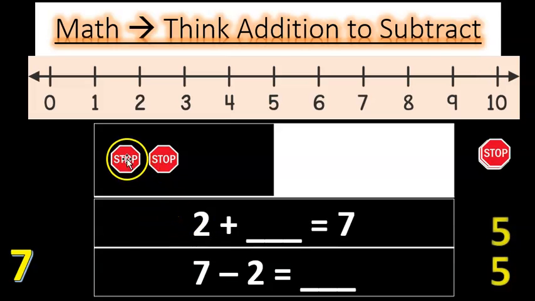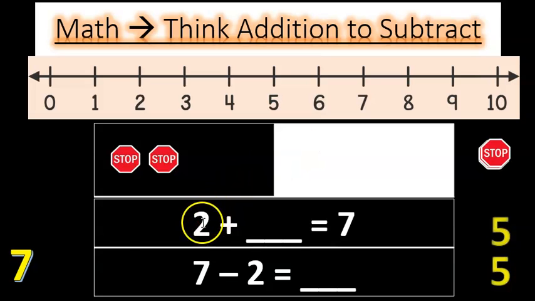2. And look, there are 2 stop signs here in this first rectangle. These 2 represent number 2 there. Now, we do not know the answer here because we do not have stop signs in here. We need to use this number line to figure out how many stop signs we need to put in here.